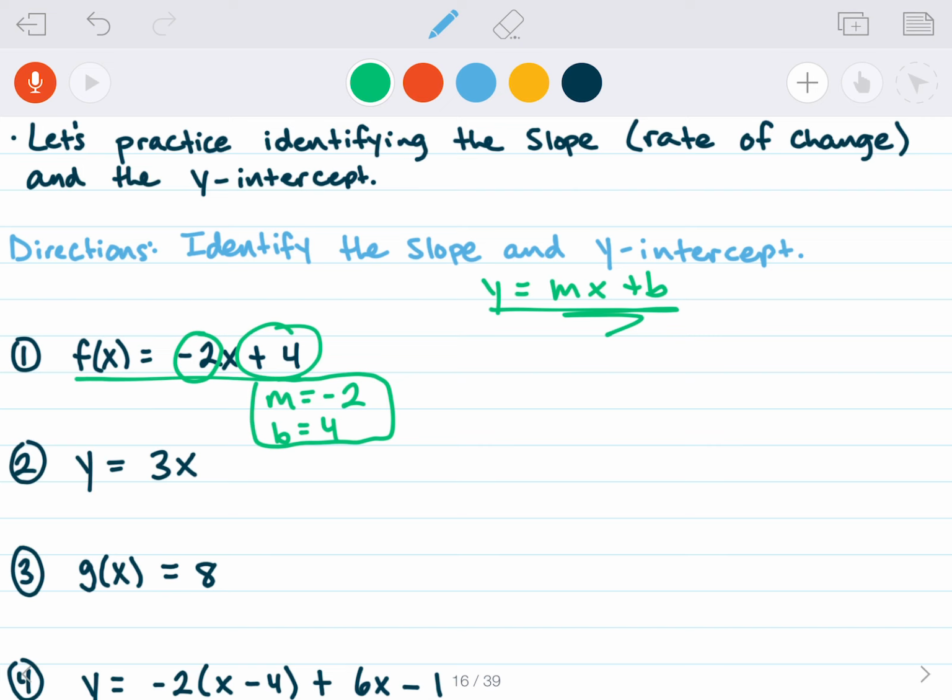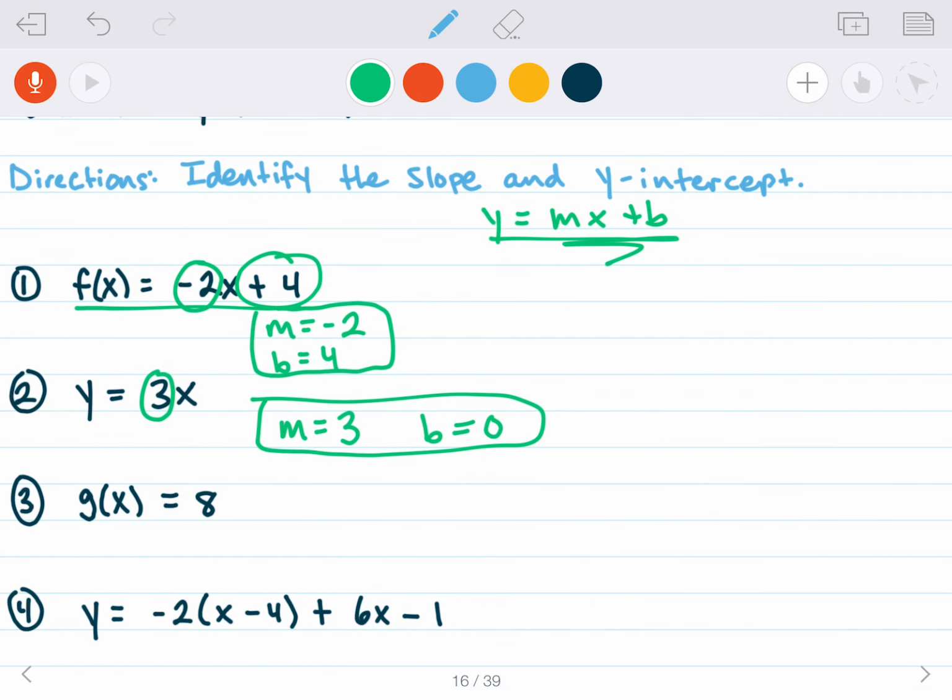Okay, let's look at number 2. We have y equals 3x. So m, again, is this number attached to x, so m is going to be 3. What's b? Well, we don't see a b, so b is assumed to be plus 0, right? So b is going to be 0. That's our answer here. Okay, number 3, we have g of x equals 8, so like y equals 8. You want to think about it like that. Now we don't see an x here, which means that secretly we have a plus 0x. You see that? So in this case, our number attached to x is 0, and our b is going to be our constant, which is 8.